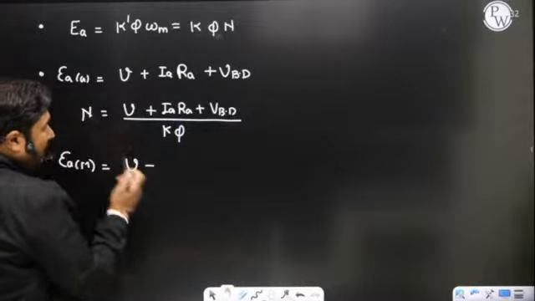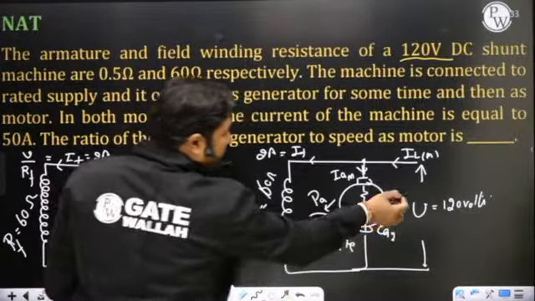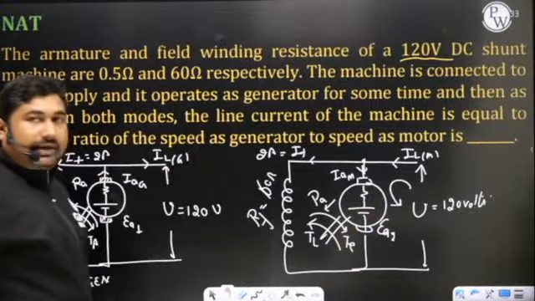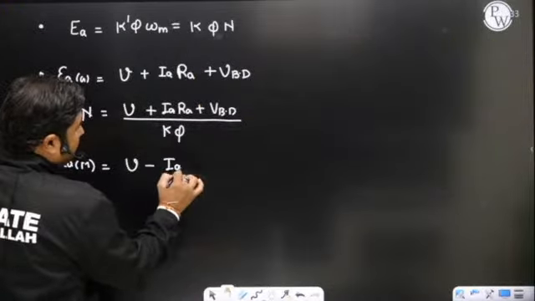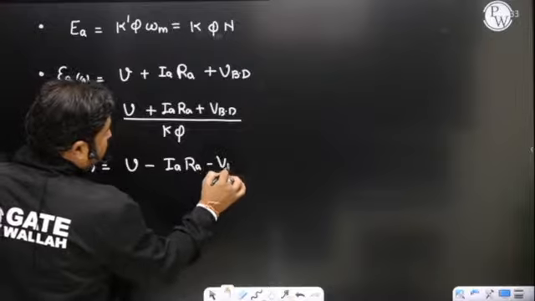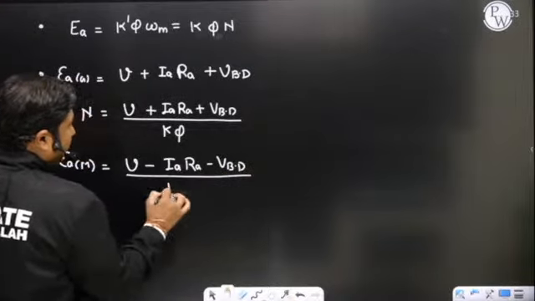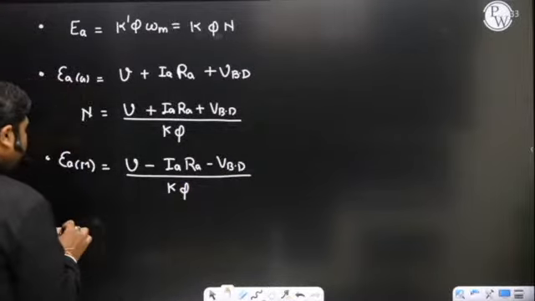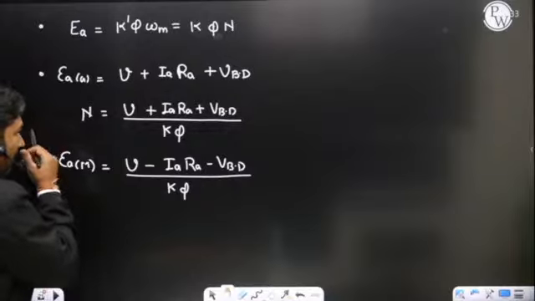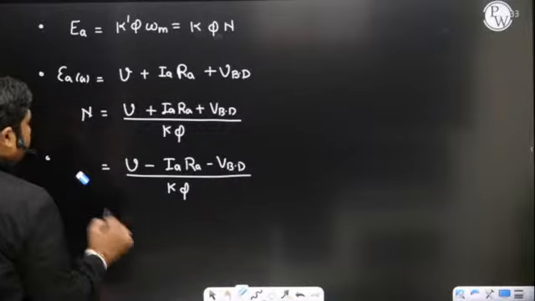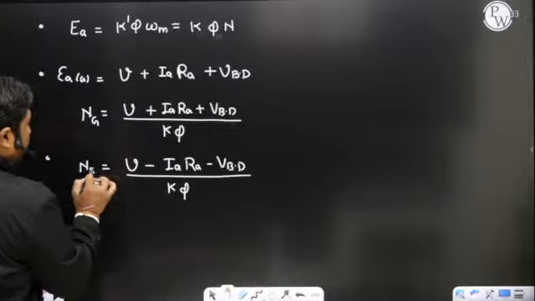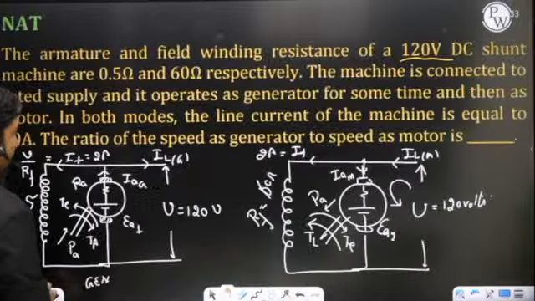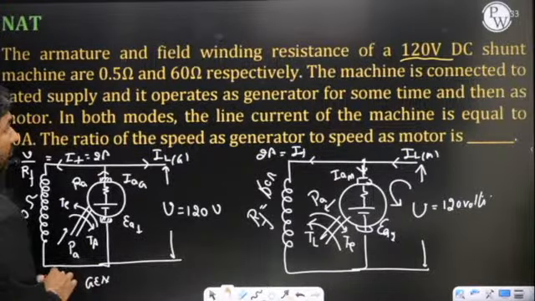And for KVL, by loop equation, you can write here: V minus IA RA minus VBD by K phi, where VBD is nothing but the brush drop. So you can write it here as speed of generator and speed of motor. From here you can easily find the ratio of generator to motor.